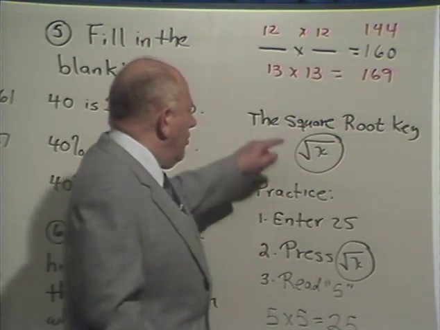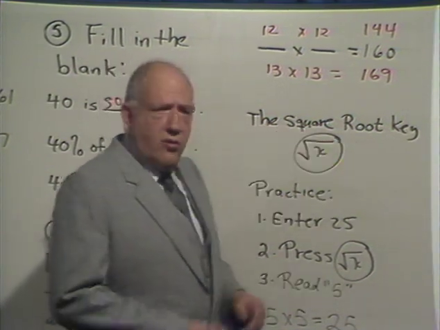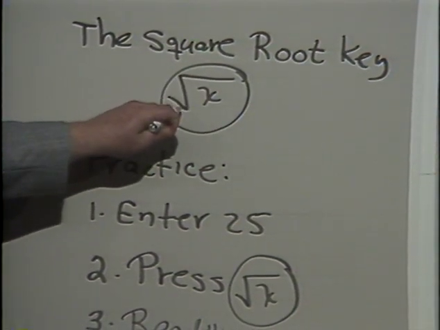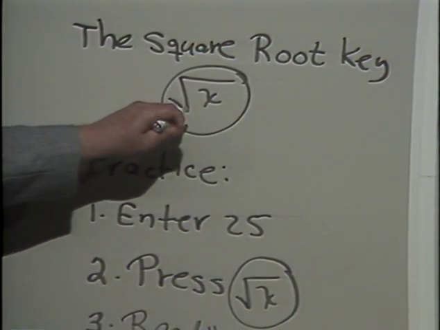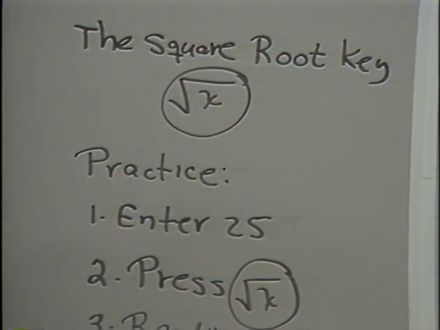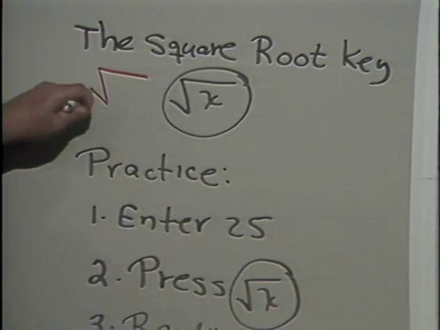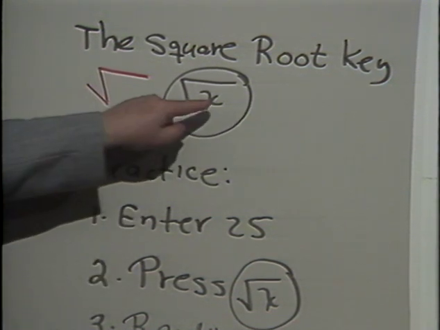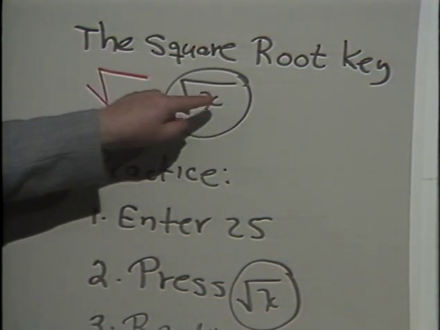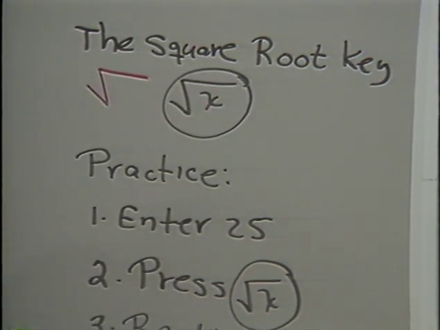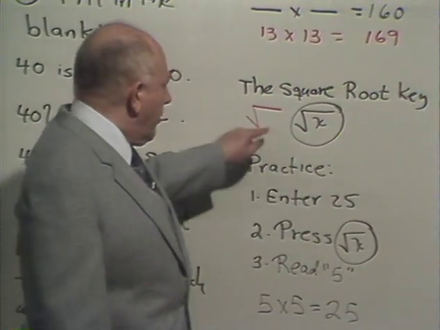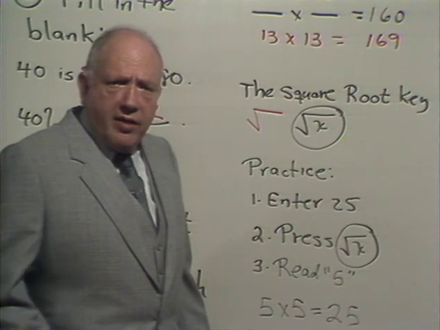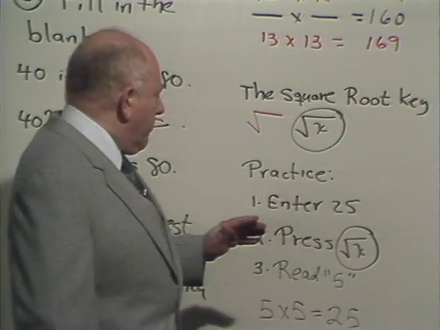And what I'd like you to do is to have a calculator which has a square root key on it. The square root key often looks like a division symbol with a hook on it, and sometimes the letter X appears inside, and sometimes it just appears like this. On my calculator, when you want the square root of a number, you enter the number first, then you press this key. On some calculators, first you press the square root key, then you press the number. But let's start with an easy problem.